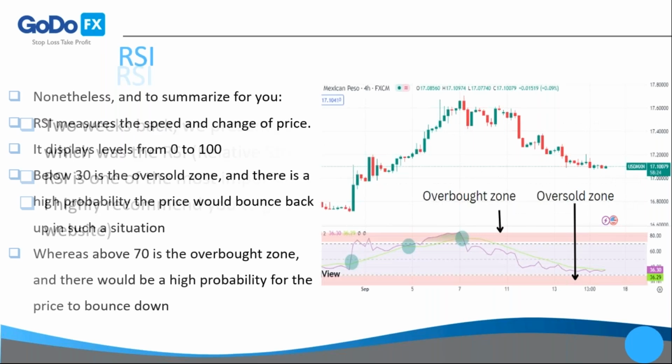So, in short, for those who didn't attend, RSI measures the speed and change of price. It displays levels from 0 to 100, as you can see in the figure. Below the 30 level is the oversold zone, and there is a high probability the price would bounce back up in such a situation. Whereas above 70, it's the overbought zone, and there would be a high probability for the price to bounce down. I have highlighted for you the overbought and oversold zones in the figure on the right, and also you can see at the edge of your screen also on the right, the RSI levels from 0 to 100.